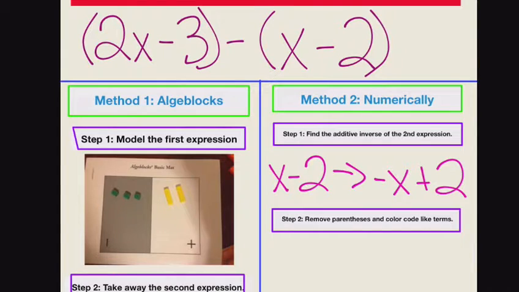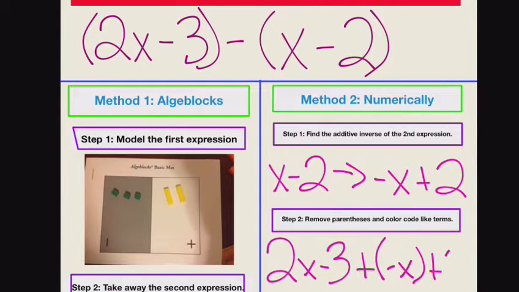Now we're going to rewrite our expression, removing the parentheses and writing our additive inverse in. So we're going to write 2x minus 3 plus negative x plus 2. Those parentheses are just to show the negative sign goes with the x. Let's go ahead and color code. 2x and negative x are going to go together, and minus 3 and positive 2 are going to go together.